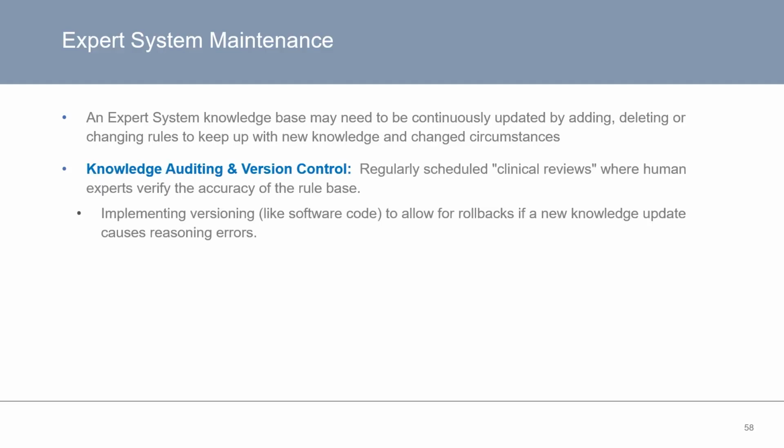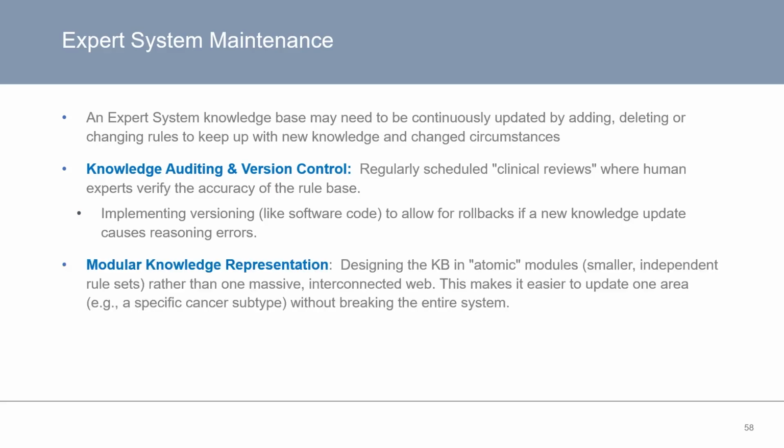This could be facilitated with knowledge auditing and version control, involving regularly scheduled clinical reviews where human experts verify the accuracy of the rule base. The system could also implement versioning, like software code, to allow for rollbacks of new knowledge updates that may have caused reasoning errors.